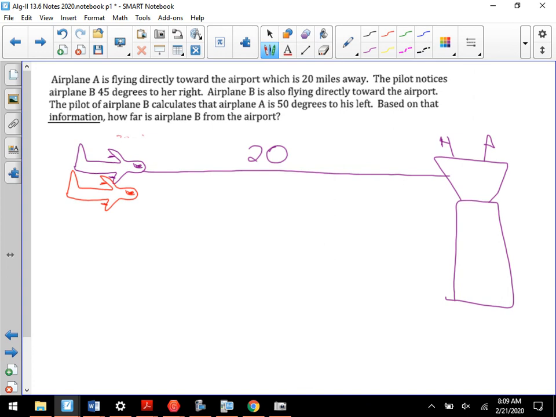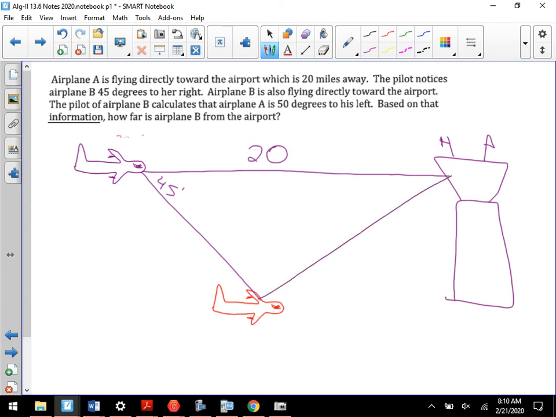"45 degrees to her right," so airplane B is 45 degrees this way. You can't assume those things. I forgot to mention that. And then this airplane also has to go to the airport. To its left is 50 degrees. And then you go from there. Does that make more sense?